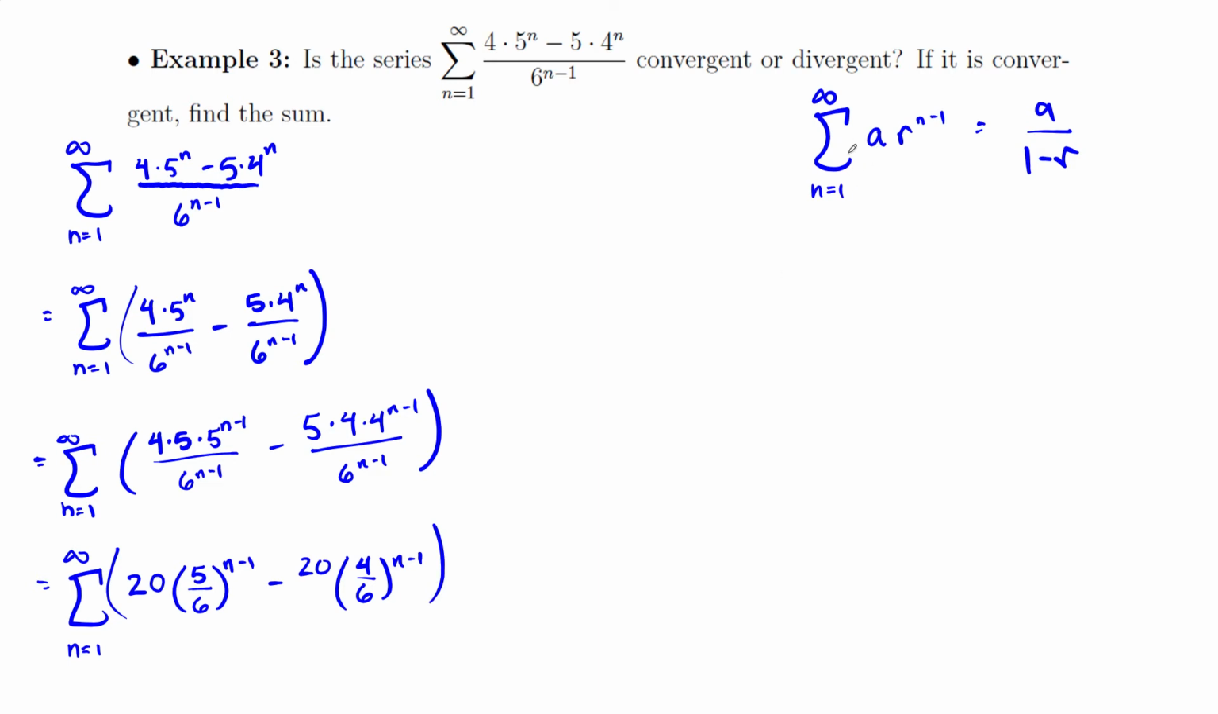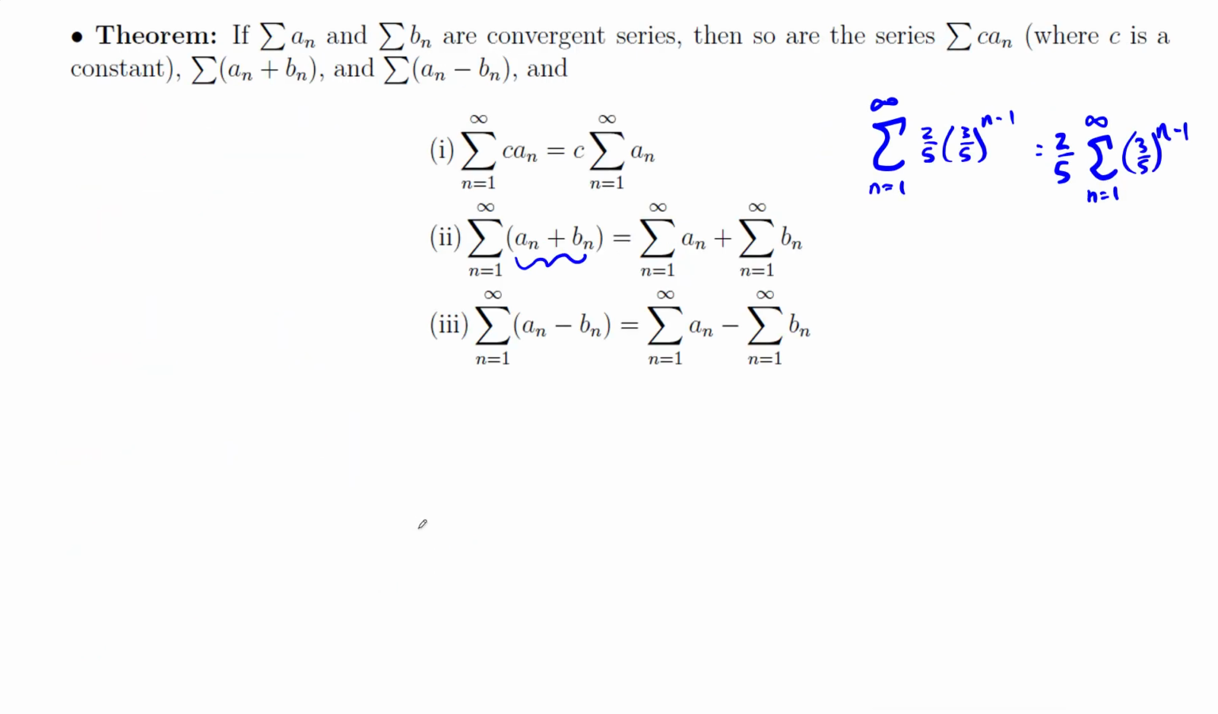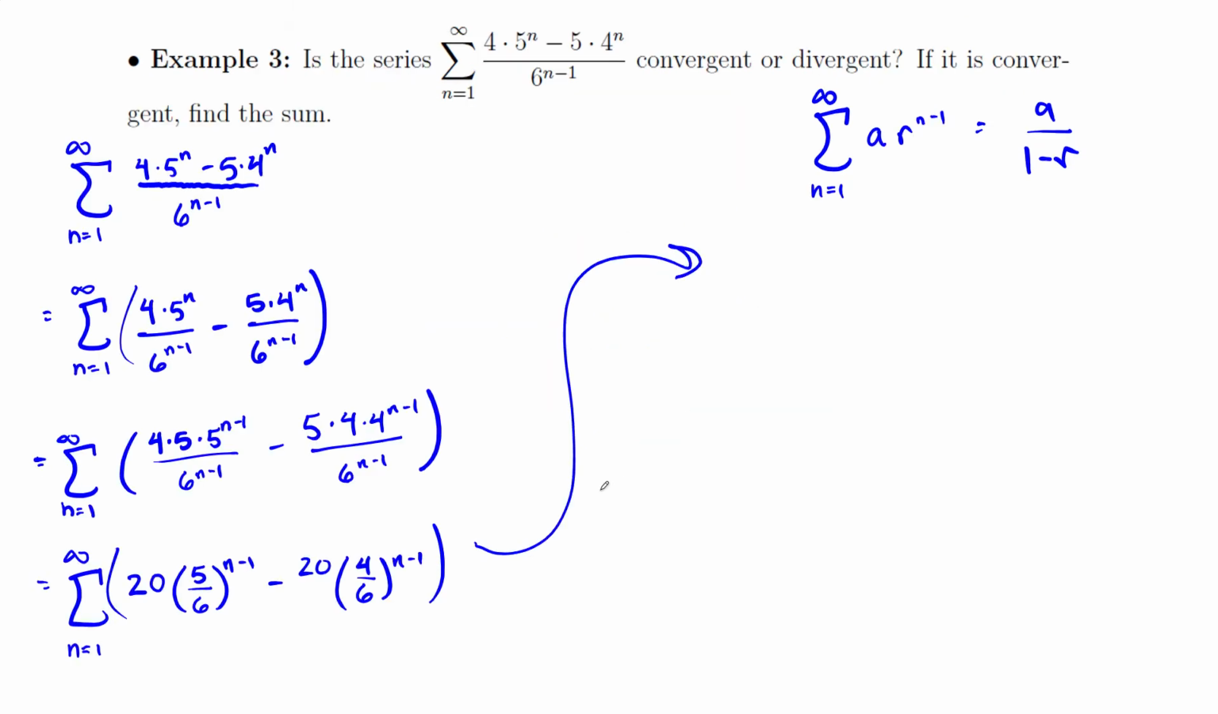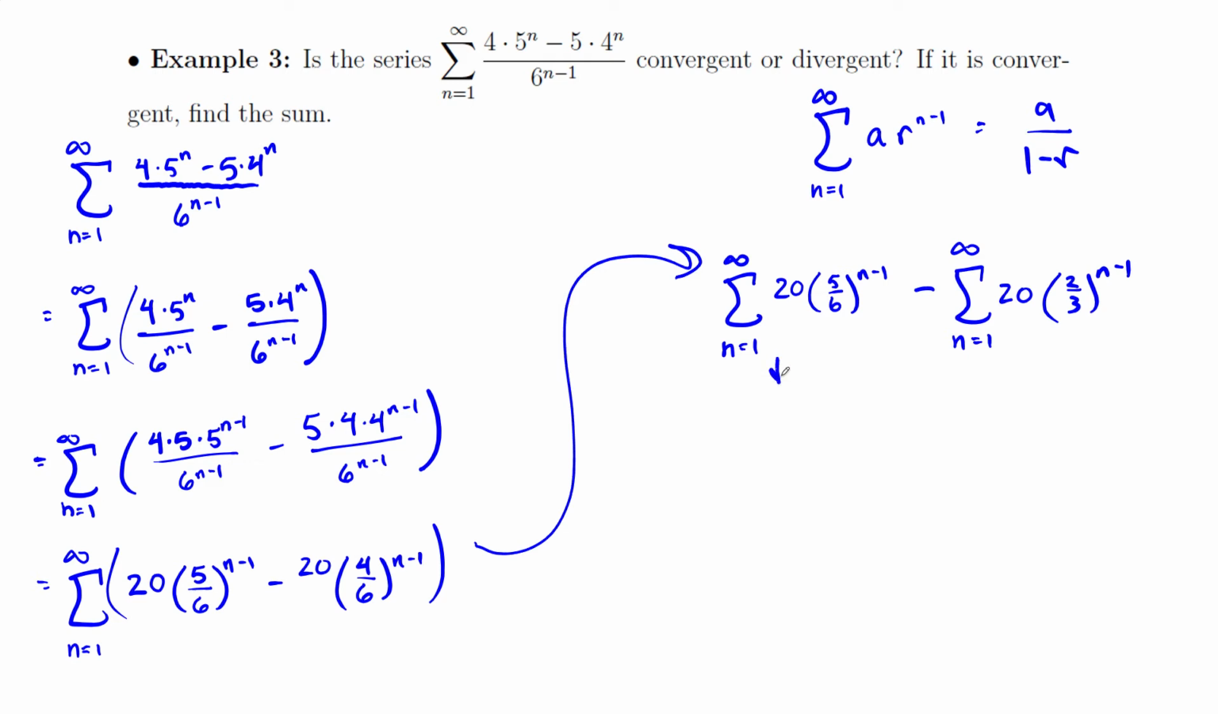And then lastly, we know what to do with a single series that looks like this, not multiple terms, but from the previous page, we were given permission to break our series apart. So we'll do that. So this will be the sum from n equals 1 to infinity of 20 times 5/6 to the n minus 1, minus a separate series. And let's go ahead and make 4/6 into a reduced fraction, 2/3, minus that. So we know that this A is 20, R is 5/6, and then 20 over 1 minus 2/3.